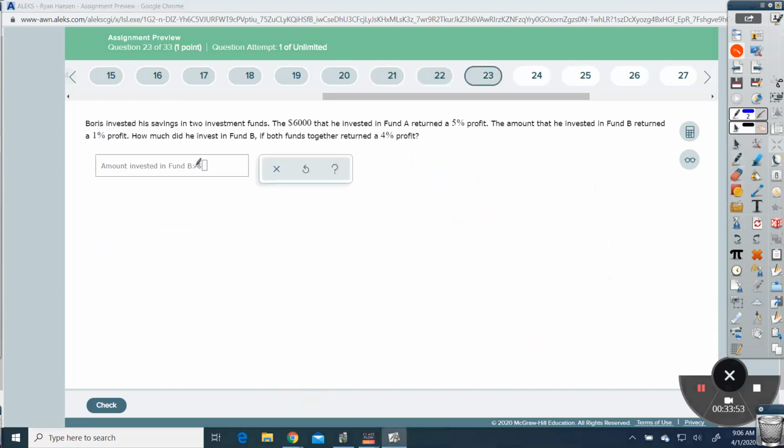So on this problem, it says Boris invested his savings in 2 different funds. The $6,000 that he invested in Fund A. So here we have Fund A, and he invested $6,000. The rate of return was 5%. The amount that he invested in Fund B returned a 1% profit. How much did he invest in Fund B if both funds together returned a 4% profit?